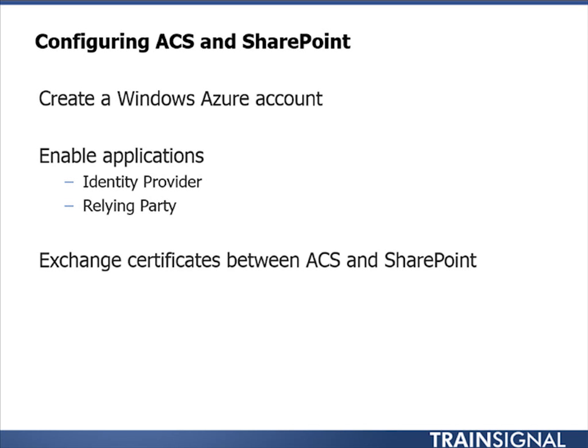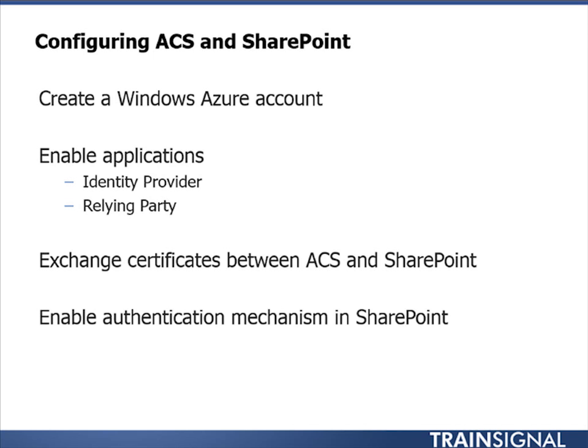Now, in order for communication to take place between our application and Windows Azure, we are going to need to send Windows Azure a certificate. That way it can use this to encrypt our traffic and be ensured that we are, in fact, who we say we are. So we'll need to create a certificate and upload that. And then finally, we'll need to enable the authentication mechanism inside of SharePoint.